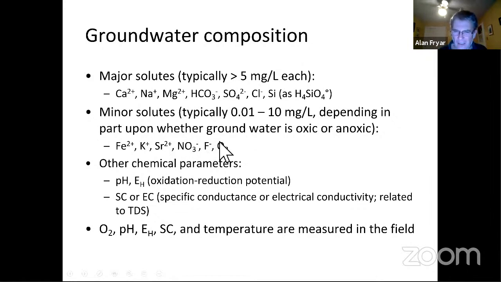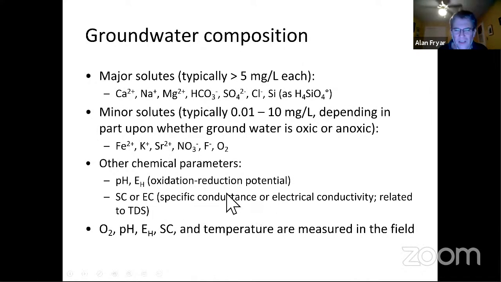If it is anoxic, if it does not have dissolved oxygen, then it typically does not have nitrate, but it often has iron. Because as I'll talk about later when I talk about oxidation reduction reactions, when iron 2 is oxidized to iron 3, it becomes very insoluble and it precipitates. Other chemical parameters that we often measure are pH, which is just a measure of acidity, EH, also known as the oxidation reduction potential, which is correlated to dissolved oxygen and to the presence of other solutes like nitrate and iron, as well as specific conductance or electrical conductivity.